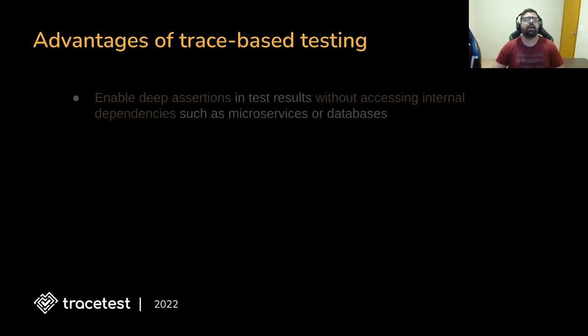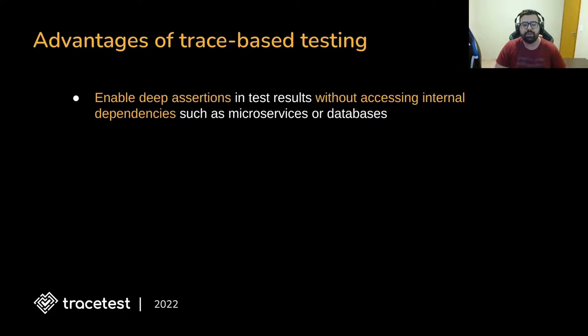That helps a lot. And it enables deep assertions and test results without accessing internal dependencies, such as microservices or databases. So as we saw before, when we were writing our end-to-end test, we had to set up the test runner to be able to access the external dependencies, other microservices, just to make sure everything worked.